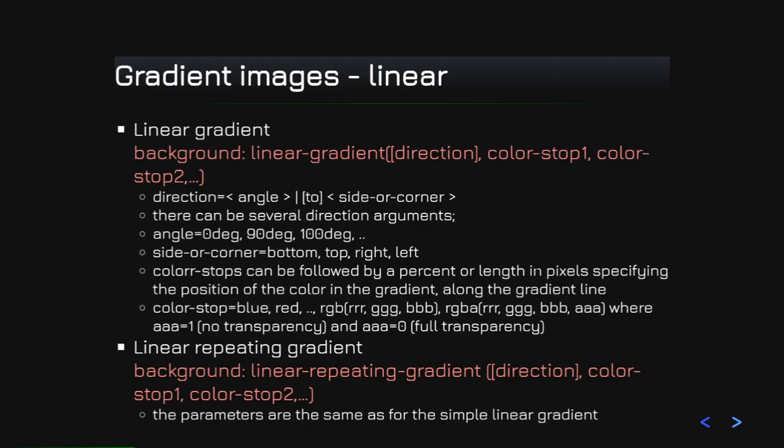You can also specify a percent or a length in pixels after the color stop if you want the color not to vary uniformly between color stops, so if you want a color to have a larger weight in the final result. And there's also repeating-linear-gradient, which is just a linear gradient, but it is repeated. The parameters and the specification are exactly the same as for the linear non-repeating gradient.